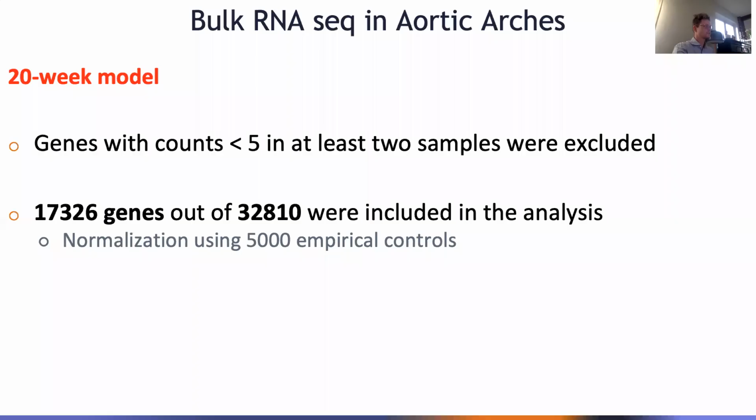Okay, and what about our 20-week model where we saw some regression going on in the carotids? Also in this model, we filtered out genes that had a lower count than five in at least two samples. And again, we used normalization strategies that used 5,000 empirical controls. In this data set, we ended up with a few less genes, but still over 17,000 genes that we ran an analysis on.